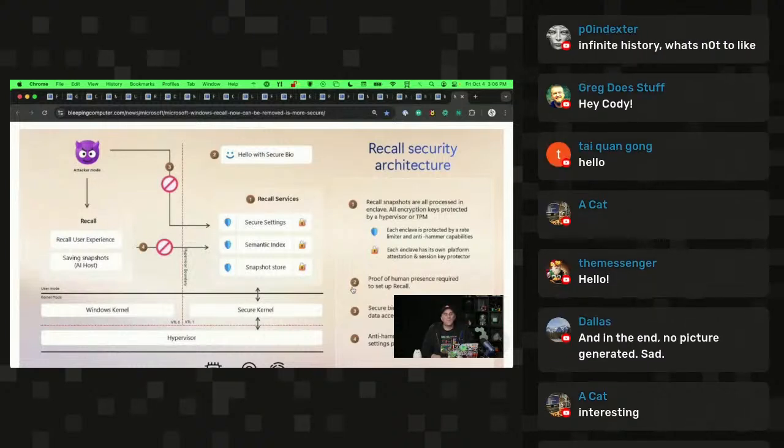So while I still wouldn't be using the service myself, I still think that it's worth taking a look at the way that they've re-engineered this in response to the uproar around them rushing this product out initially.